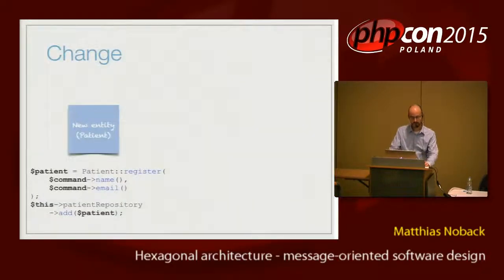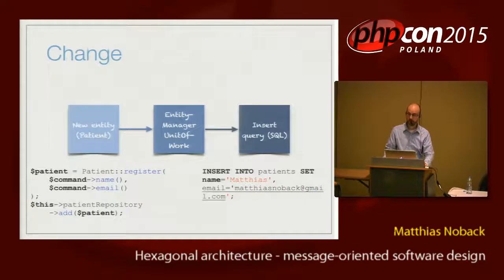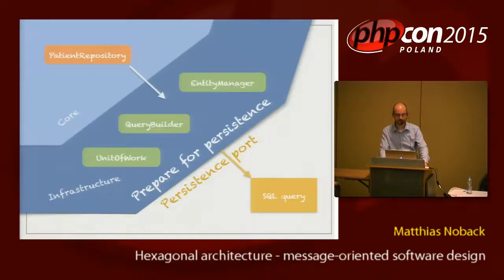Looking at some of the things that are going on at the other end of the hexagon, we can see that if you create a patient object, like patient register with a name and an email address, then we add that patient to the repository. And in that repository, we'd like to use, for example, the Doctrine ORM, maybe an entity manager, unit of work, anything like that, to finally convert that step into a new message, which is going through an output port of our application. So looking at some of the concepts there, we have the core, which contains the patient repository, and we have the infrastructure layer containing things like an entity manager class, a query builder, etc.